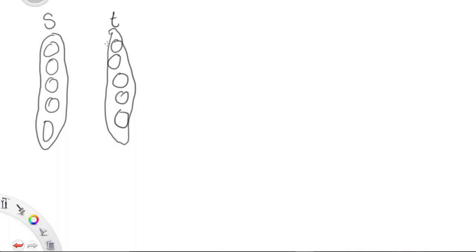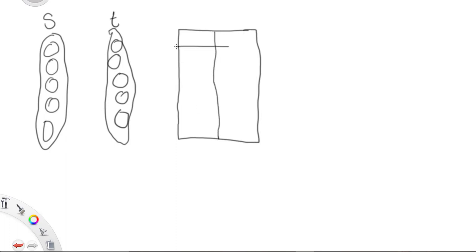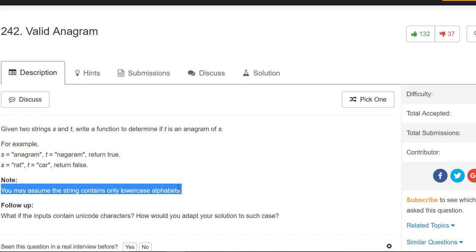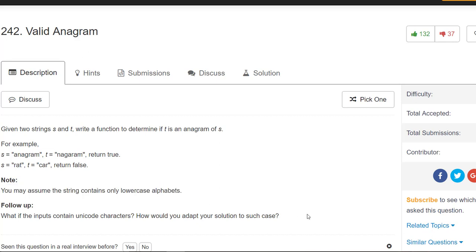So the idea of the new algorithm is, okay, let's have a hash table, and in this hash table I'm going to have letter and count. So what are the possible letters in S? We can have A, B, C, D, E. If we look at the problem here, it says you may assume that the string contains only lowercase alphabets.